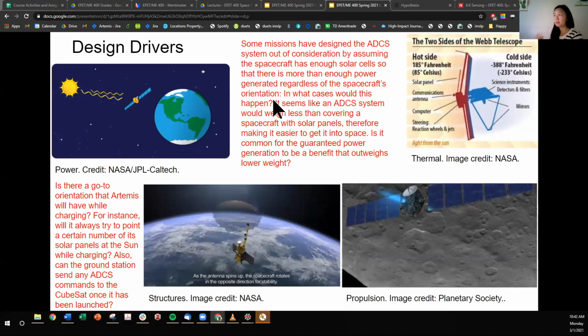Now that trade is for a CubeSat. For a larger spacecraft, it might make sense that the mass ratio of large articulated solar arrays are actually more mass expensive than an ADCS actuator.